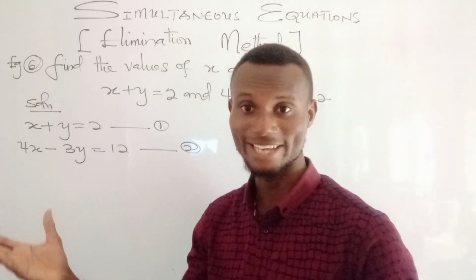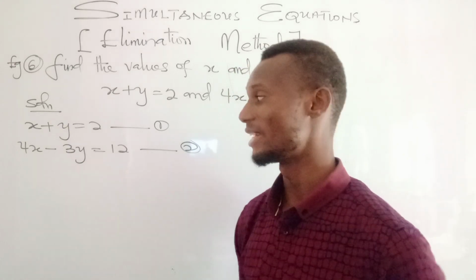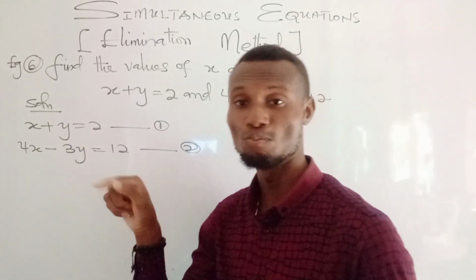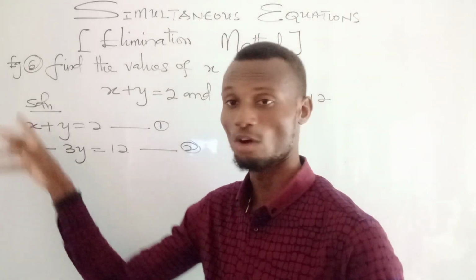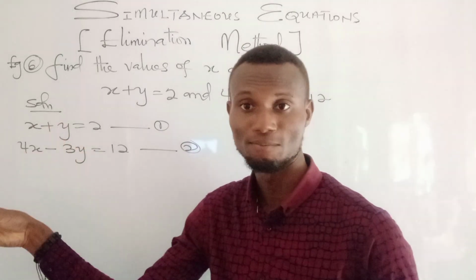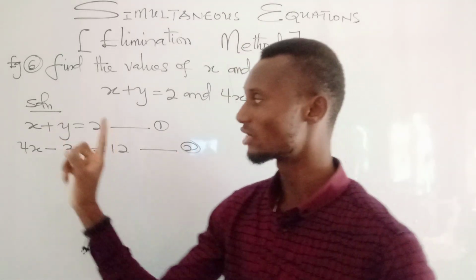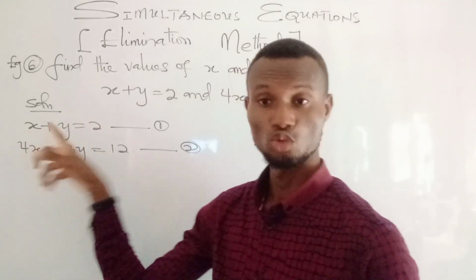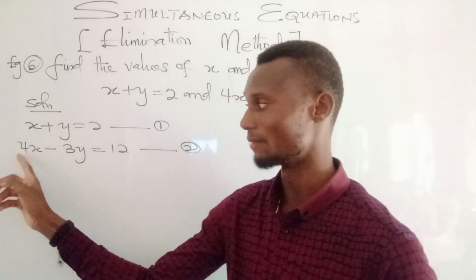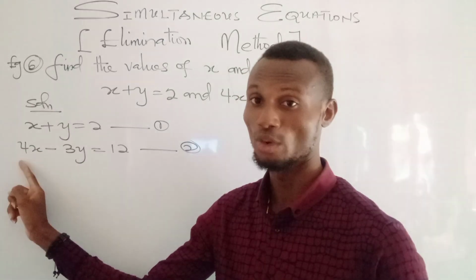I want to eliminate s. So let's eliminate s. For me to be able to eliminate s, the first step is that I have to make sure the coefficient of the variable s here and here are the same. So I have to do something to equation 1 to make sure its coefficient is the same as the s in equation 2.